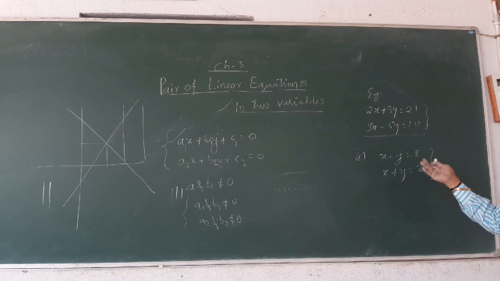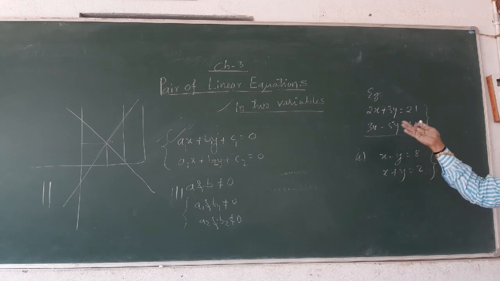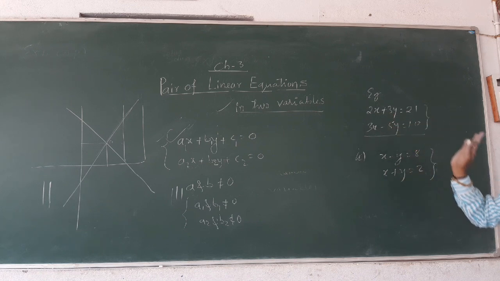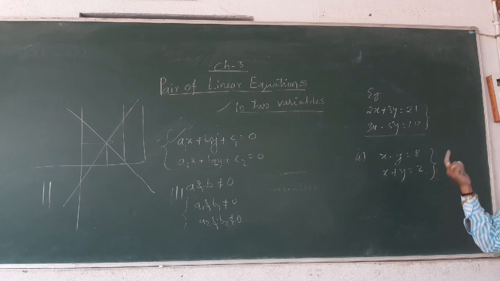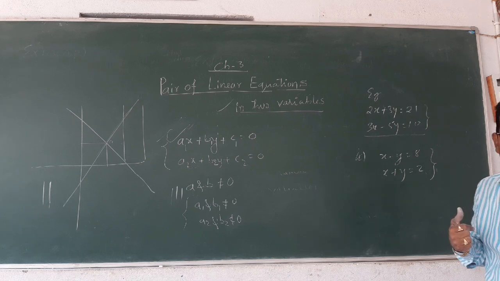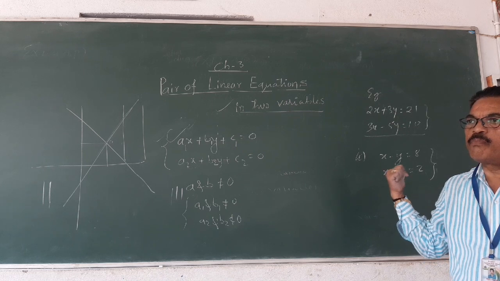There are two methods of solving such types of equations, a pair of linear equations in two variables. One method is the graphical solution, another method is cross multiplication, then a normal method of addition or subtraction. There are a variety of methods. Let us solve them one by one.